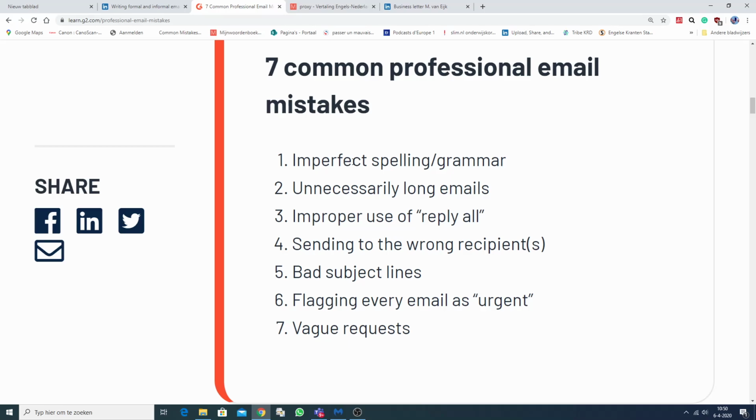Number 3, improper use of reply all. Shouldn't do that. Number 4, sending to the wrong recipients. Number 5, bad subject lines. We talked about the subject lines earlier. It's very important. It might make the difference why someone would read your email or why your email would be skipped. Number 6, flagging every email as urgent. Shouldn't do that. And number 7, fake requests. Be clear, be short. That's important when writing an email.